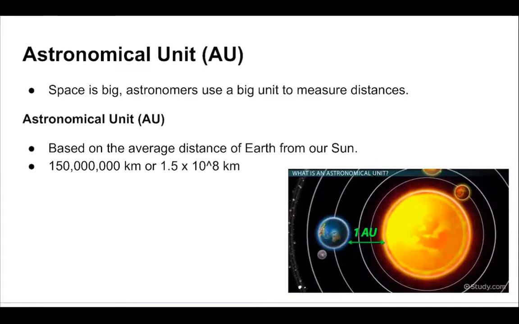So astronomical units is an important concept because space is really, really big. And so astronomers need a big unit to measure things, or else you're going to be working with numbers that are ridiculous to post or to do math with.